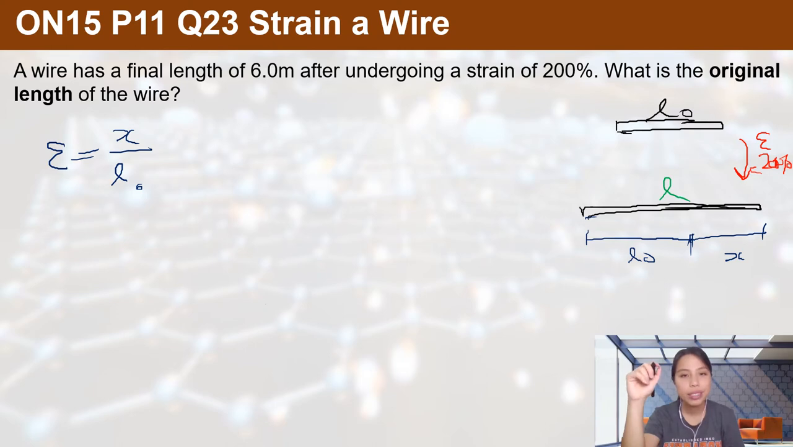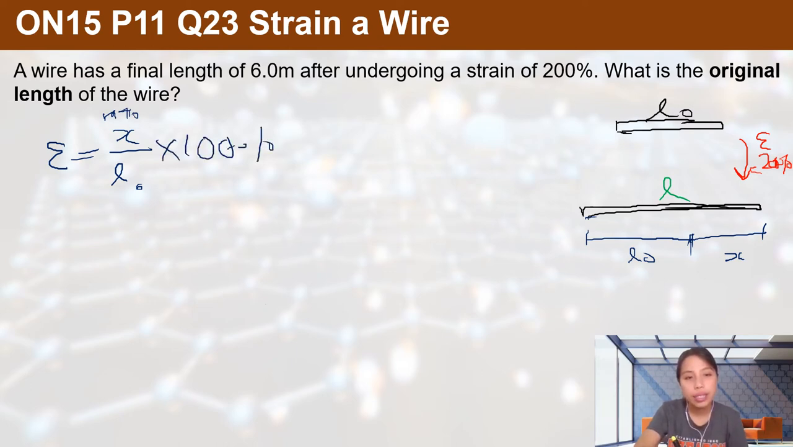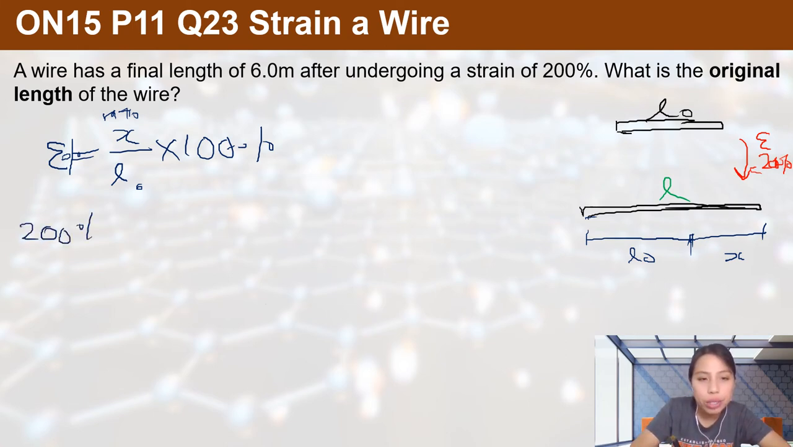Okay, remember I mentioned strain can also be a percentage? Because if I write in this form, this is the ratio. But if I convert to a percentage, I multiply by 100%, then this is the strain percentage, a strain in terms of percent. So I could use the information they give me. So if it's strained by 200%, it means this.